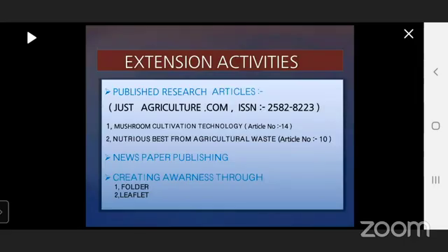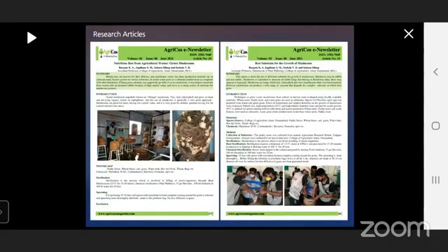So we also published some articles. If you want to get more knowledge about this, you can read articles like the Agricos e-newsletter. These are some of the articles: nutritious best from agriculture waste, and the best substrate for the growth of mushroom.